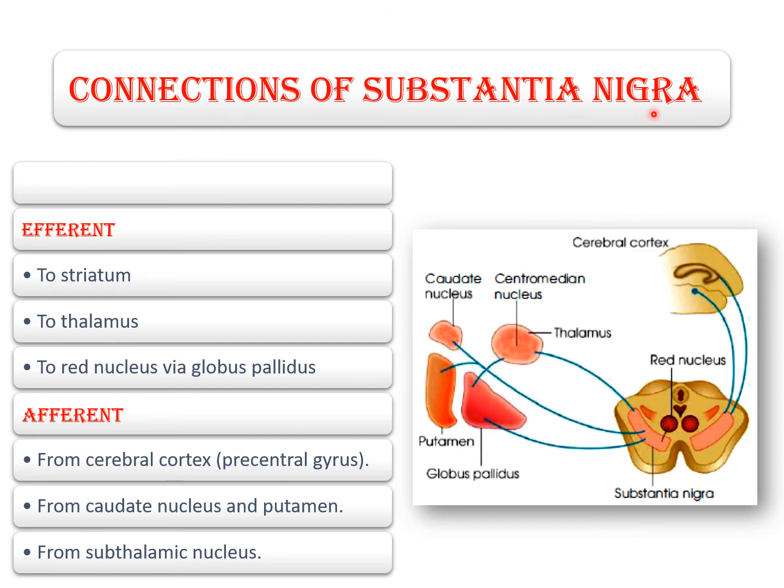Then the connection of substantia nigra. So afferent connection from cerebral cortex, from caudate nucleus and putamen and from subthalamic nucleus, and efferent connection to corpus striatum, to thalamus and to red nucleus via globus pallidus. So these are the figure of the connection of substantia nigra.